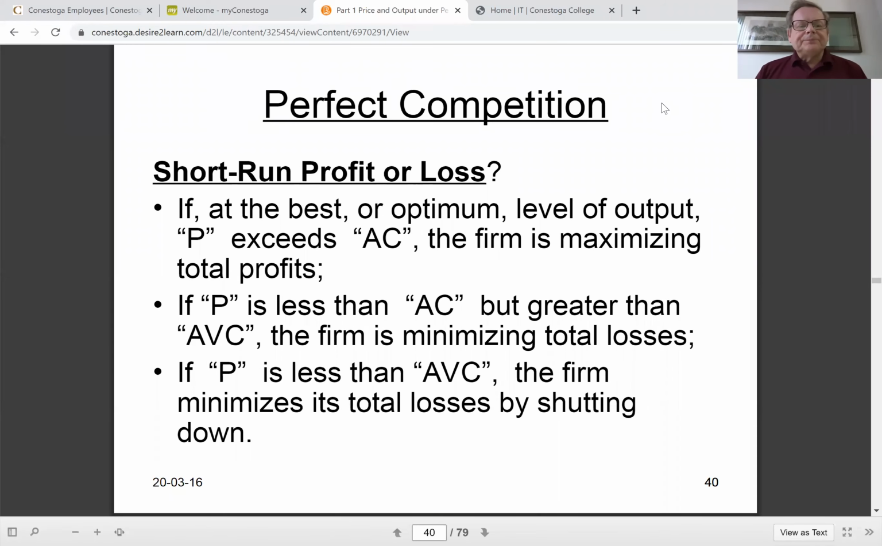Well, welcome back. In this video, we're going to talk about short-run profit and loss and a couple of other things. So, if at the best or optimal level of output, price exceeds average cost, the firm is maximizing total profits. If price is less than average cost, but greater than the average variable cost, the firm is minimizing total losses. If price is less than the average variable cost, the firm minimizes its total losses by shutting down.